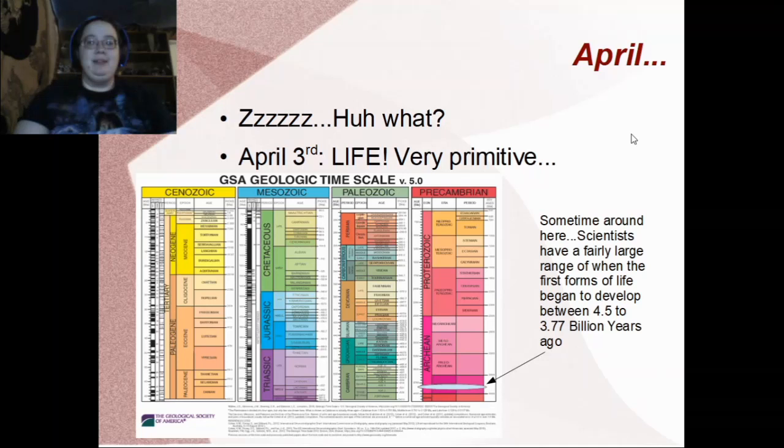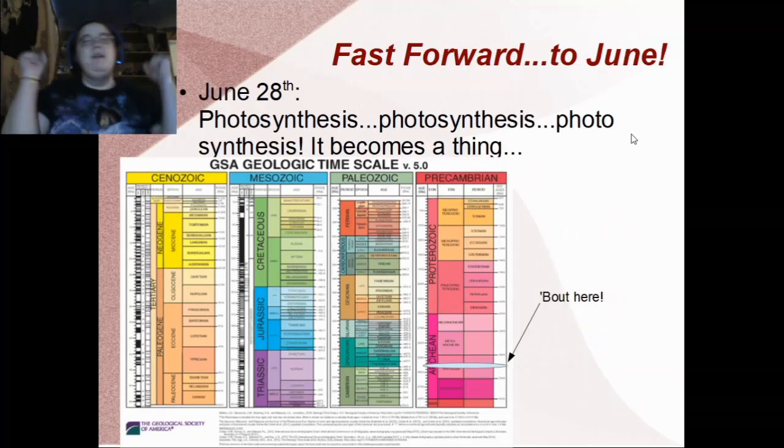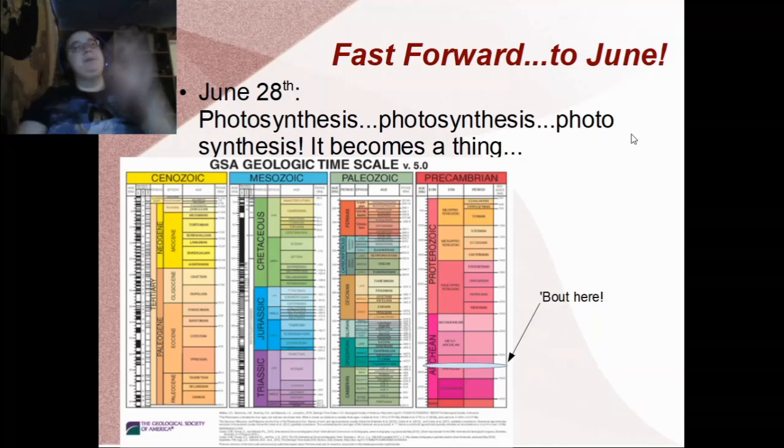June 28th, the end of June. We're getting into the heat of summer. Photosynthesis. It finally becomes a thing. Photosynthesis actually begins in early cells. So they're able to process light into sugars and actually begin a more complex form of life and evolution. That happens in the Archean era.